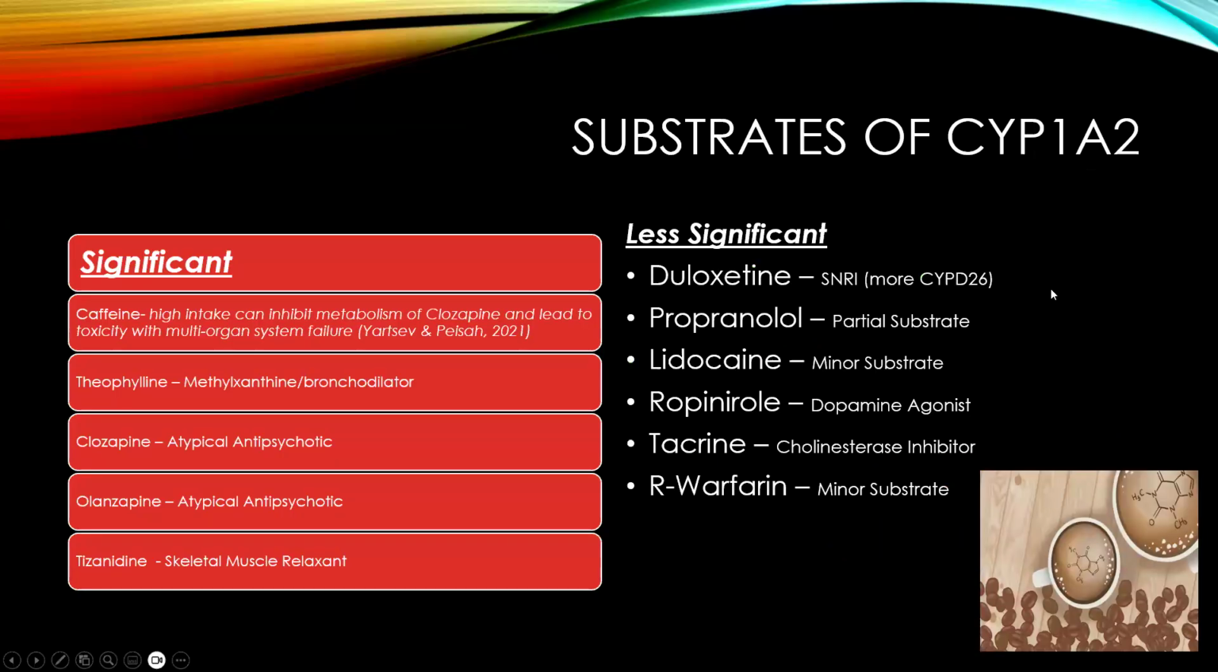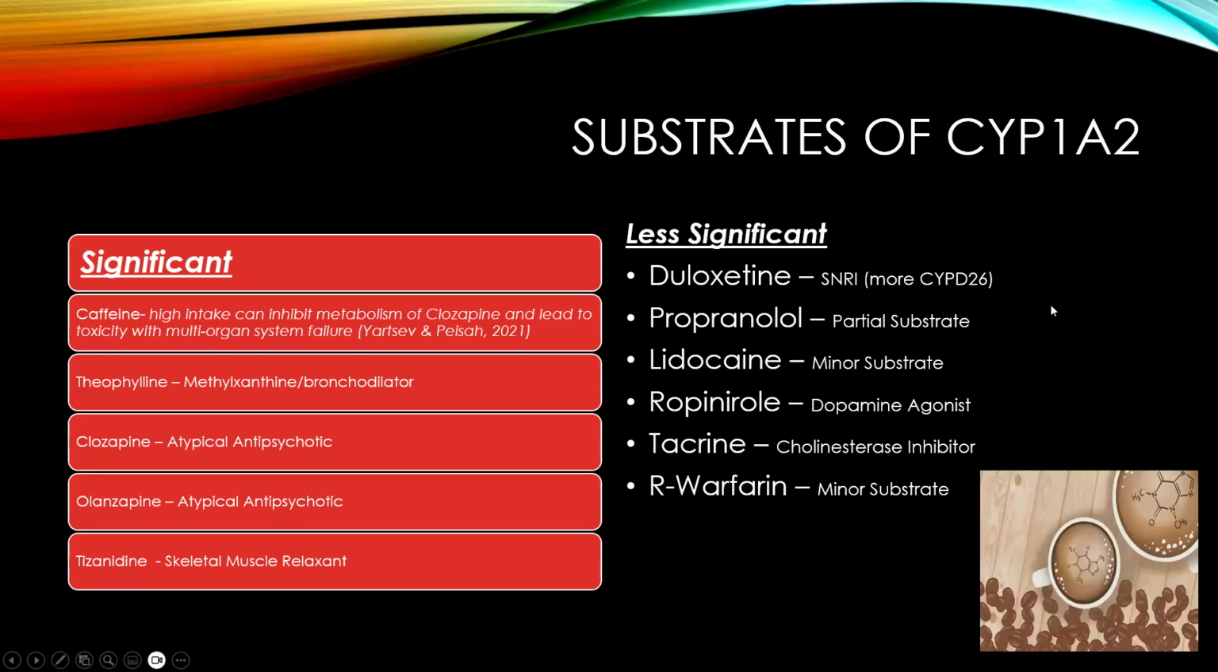So, substrates of CYP1A2. Significant substrates include caffeine. It should be known, though, that high intake can actually inhibit metabolism of clozapine, which is an atypical antipsychotic, and lead to toxicity and multi-organ system failure. And this has been researched thoroughly. Theophylline, which is a bronchodilator, often used in asthmatics. Clozapine, an atypical antipsychotic. Olanzapine, another atypical antipsychotic. And tizanidine, a skeletal muscle relaxant or antispasmodic.